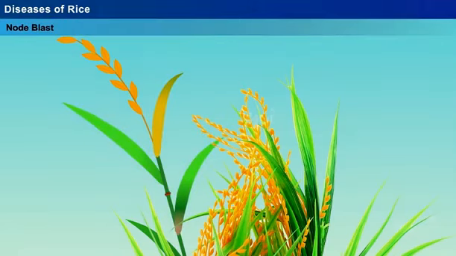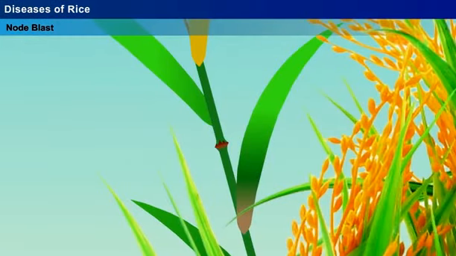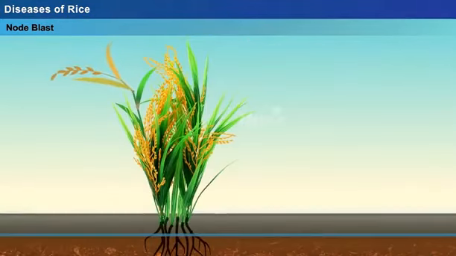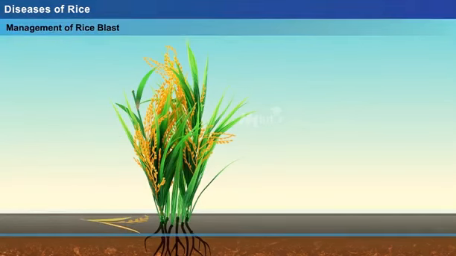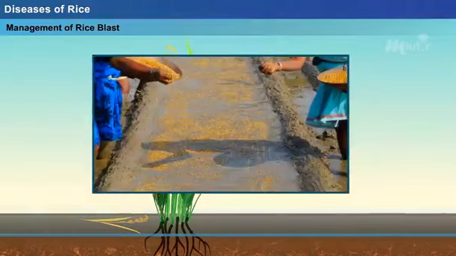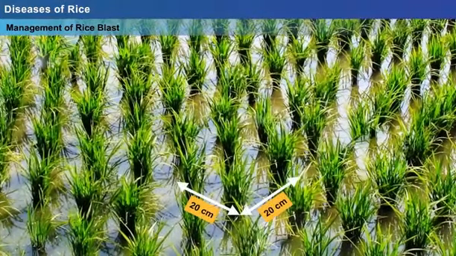Node blast. Lesions appear on the stem nodes, changing the color of the rice tissue from brown to black. Culms and leaves at the infected node turn straw-colored and finally fall off. Blast in rice crops can be managed by segregating healthy seeds from diseased crop and sowing them as resistant varieties. By following recommended spacing during planting, that is 20 into 20 cm, to enhance aeration and light penetration.